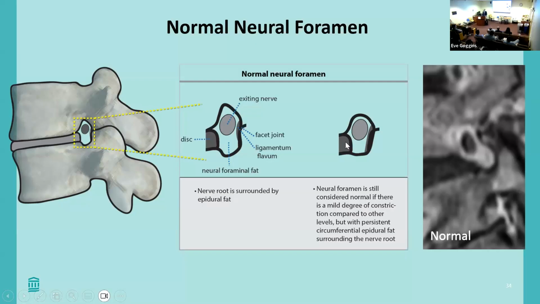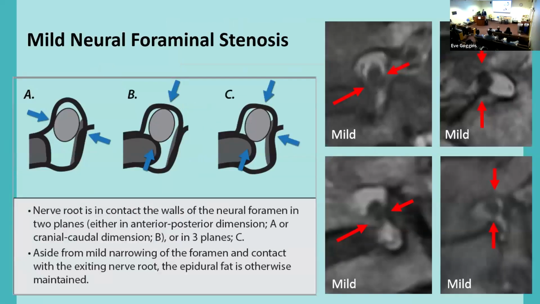Now, this is a pitfall, especially for people starting to read out. If the neural foramen is a little bit narrowed at the caudal aspect, but there's still fat all the way around the nerve, in my mind, that's still normal. I would not call that mild foraminal stenosis. So when do you call mild? You call mild, and this is based on Lee's work, if the nerve is touching the walls of the foramen on 2 sides. In this A example, it's touching anterior posterior. In the B example, it's touching cranial caudal.